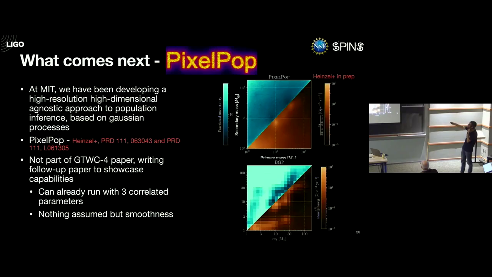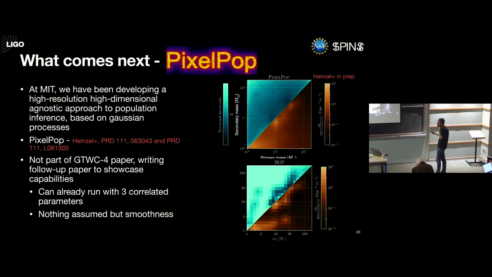And hopefully you should be impressed by the much higher resolution, which will allow you, when the number of detections increases, to resolve finer, potentially finer details in our underlying distribution. And again, I want to stress that nothing here is being assumed about how those two parameters are correlated, if they are correlated. We can already run this with 3 correlated parameters, and we are, again, as I said, assuming nothing but smoothness on the underlying distribution.